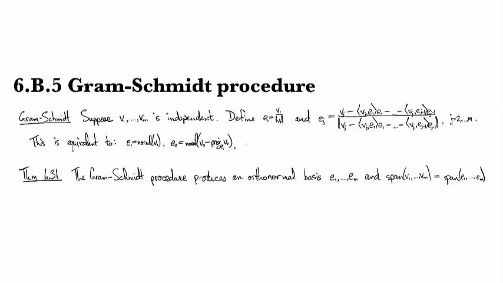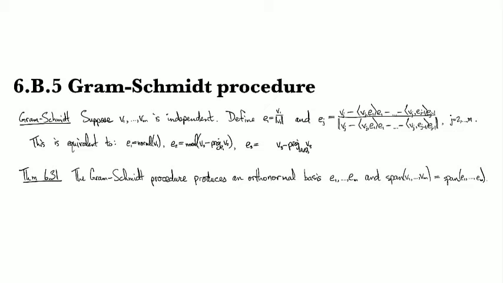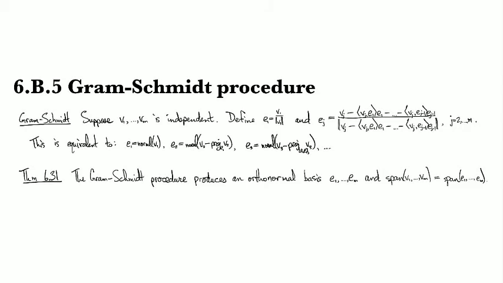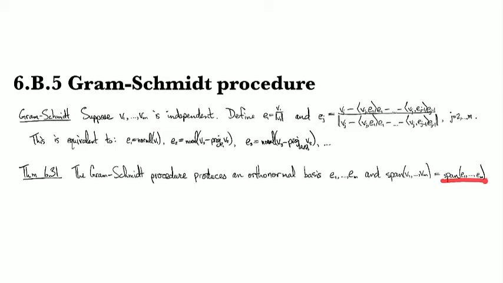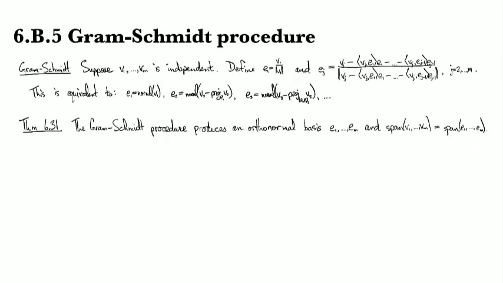And then we go on to the next one, E3, and we take the third thing from our list and we subtract the projection of V3 onto all of the foregoing terms, and then we normalize the result, and so on and so forth. So that's the idea for the Gram-Schmidt procedure. And so the theorem is that this produces an orthonormal basis, and that the span of the resulting E1 through Em is the span of the original list.